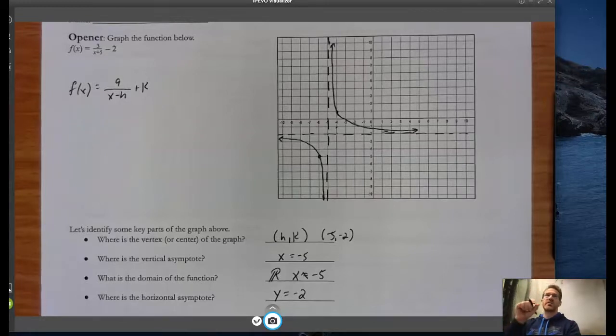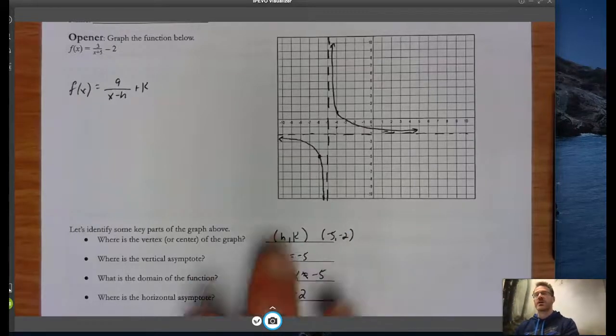The challenge in this unit is that eventually we will get to graphing rational functions that are not in HK form, and then we'll figure out how to do some of this then.